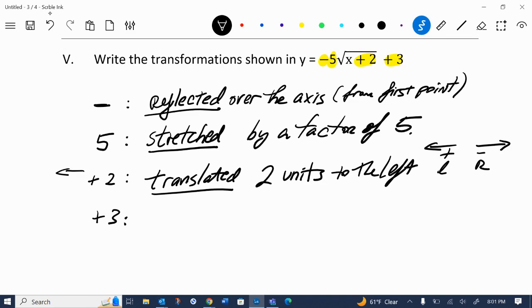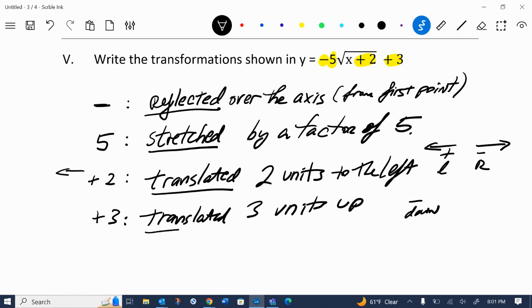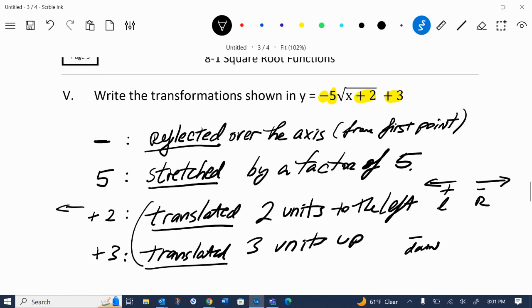Now the plus 3 at the end of it is also a translation. Translated 3 units up. Minus would be down. And so we have 2 of them that are translated, but one is going horizontal and one's going vertical. So it's called a horizontal translation and a vertical translation.